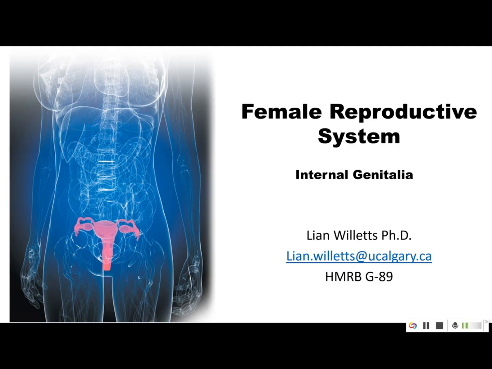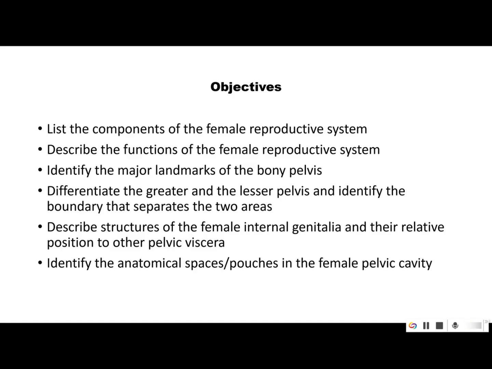The female reproductive system. Internal genitalia. A competent student at the end of this podcast should be able to list the components of the female reproductive system and describe their main functions, to identify the major landmarks of the bony pelvis, to differentiate the greater and the lesser pelvis and identify the boundary that separates the two areas, to describe structures of the female internal genitalia and their relative position to other pelvic viscera, and to identify the anatomical spaces and pouches in the female pelvic cavity.